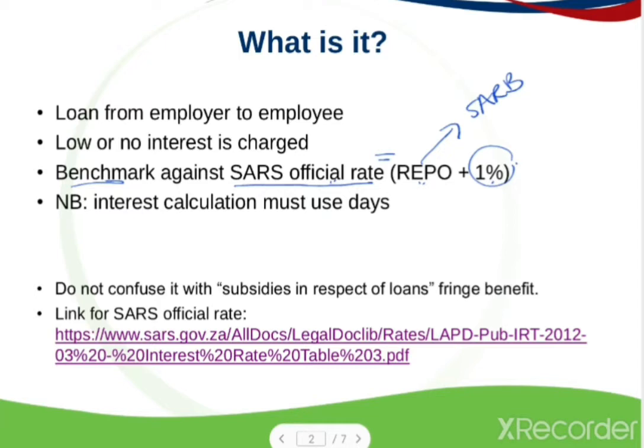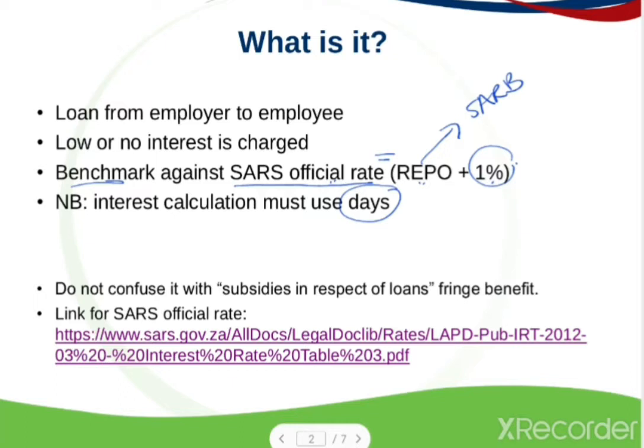It's important when you're working with interest to always use the number of days instead of the number of months for your apportionments. So make sure in the question you work out the number of days that the capital is outstanding for, divided by 365, and that's what you use to apportion the interest.